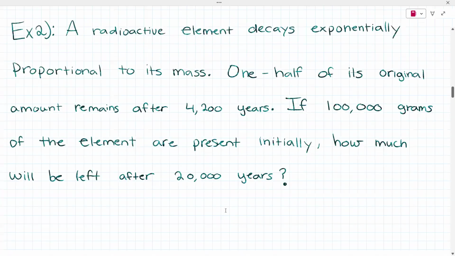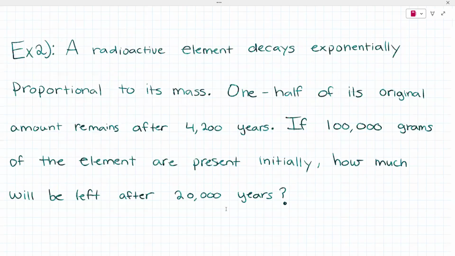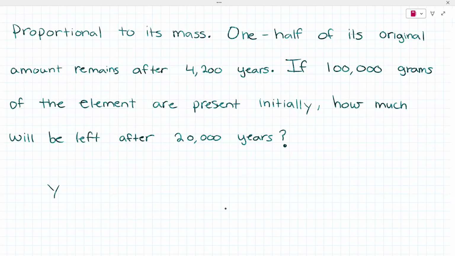Let's move on to example 2. Okay. Example 2 says a radioactive element decays exponentially proportional to its mass. One half of its original amount remains after 4,200 years. If 100,000 grams of the element are present initially, how much will be left after 20,000 years? Okay, so we're definitely going to use y equals c times e to the kt, right? And let's write out our known values.